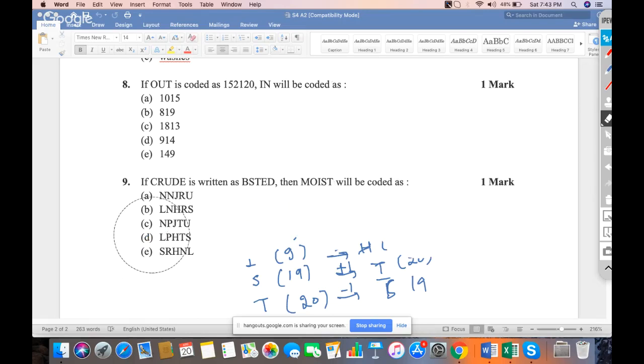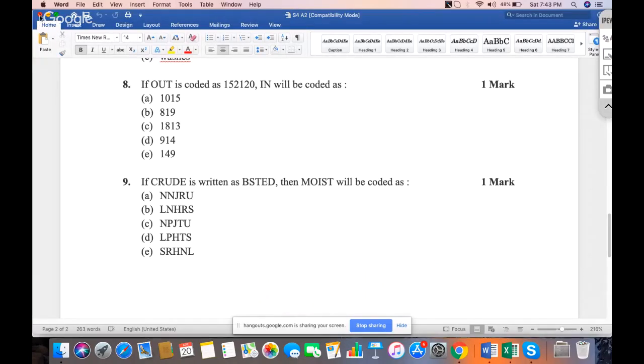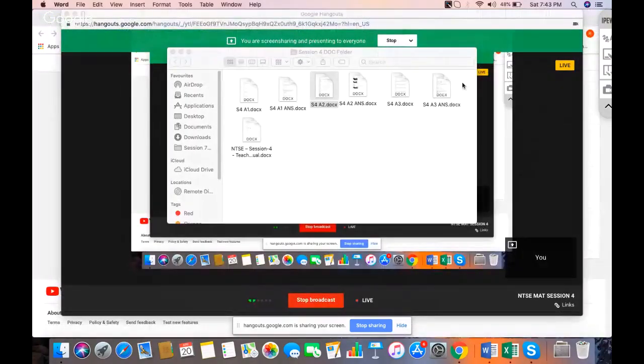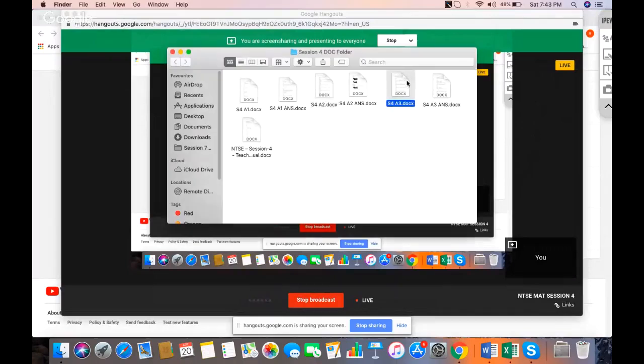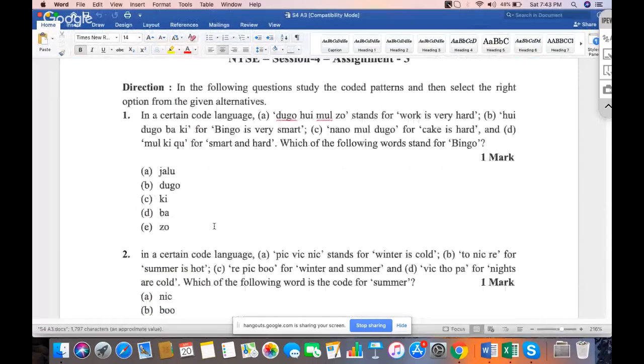So this was sheet number 2. Let me go to sheet number 3 now. And whatever number of questions we can solve in sheet number 3. This is sheet number 3. Start solving.